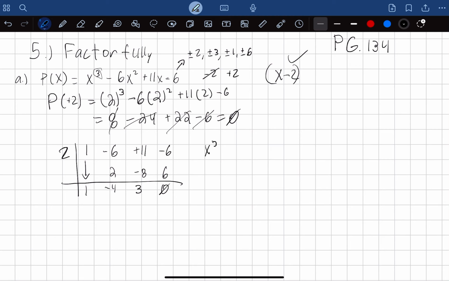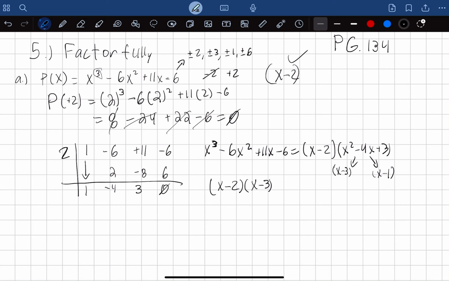Which means that we can now write x cubed minus 6x squared plus 11x minus 6 as x minus 2 times x squared minus 4x plus 3. Once we have it to the second degree, we can pretty easily factor this into x minus 3 and x minus 1, which means that our factored form is going to be x minus 2, x minus 3, x minus 1 is equal to p of x. So our zeros are just x equals 1, 2, and 3.